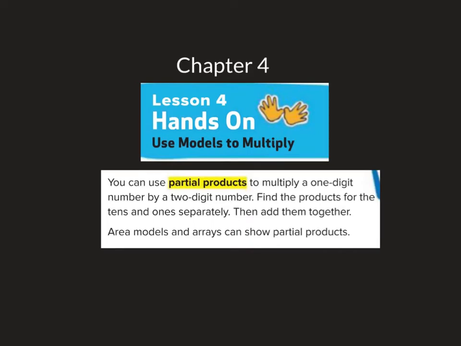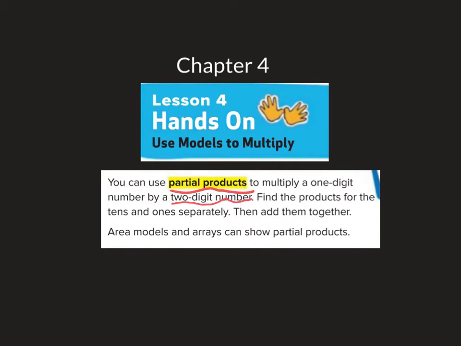Today we're going to talk about using models to multiply. You can use partial, that means kind of part of, partial products. Look at that in yellow, so that means we're going to have that for our review or our check my progress, our vocabulary words. So we can use partial products to multiply a one-digit number by a two-digit number.